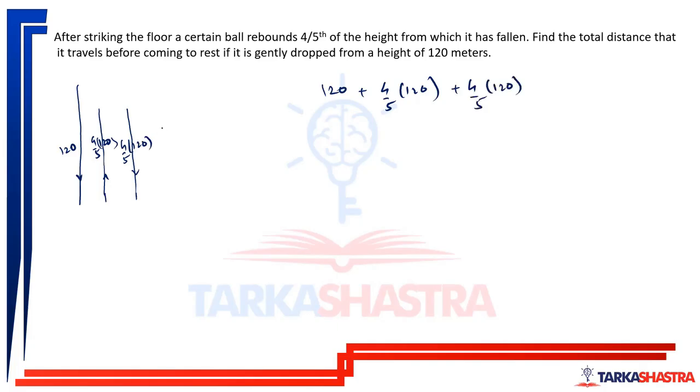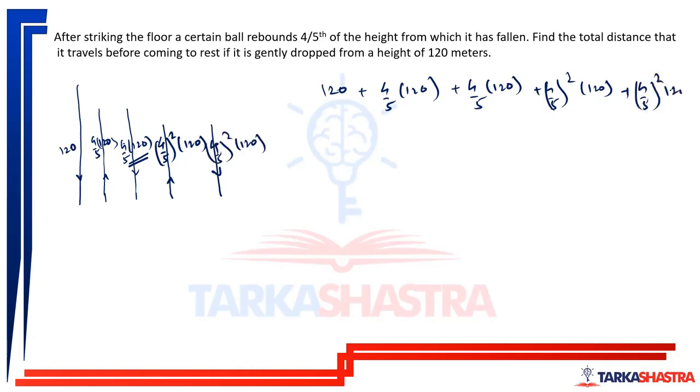Now how much will it go up again? It will go up again 4/5 of this value, which will become (4/5) square of 120. And now again, how much will it come down? As much as it went up, it will come down. So (4/5) square into 120. And so on.